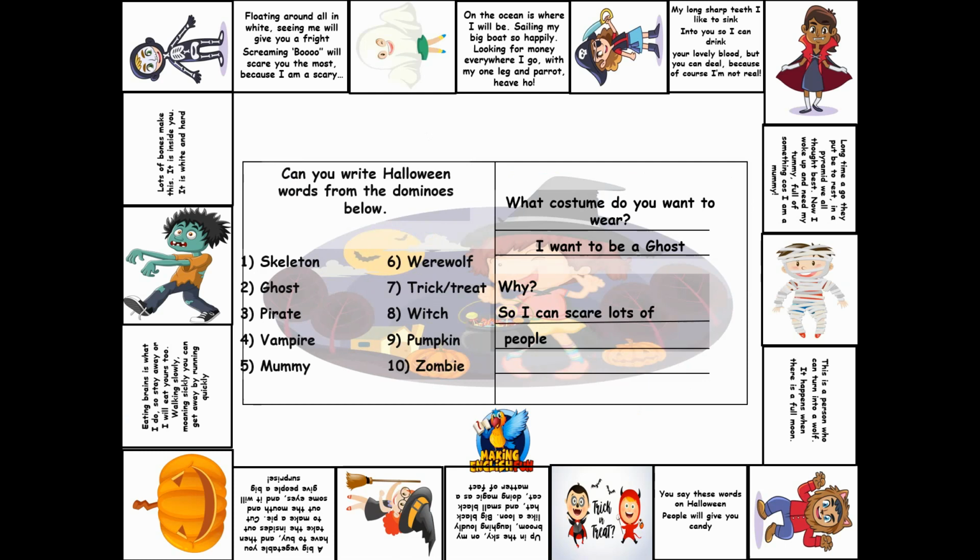Now I've made one to show you, but I made it on a computer, so it looks a little bit strange. But this is how it looks. So you've got skeleton, ghost description, picture of the ghost, pirate description, picture of the pirate, vampire description, picture of the vampire that then goes down. And then the others, which I didn't turn this one upside down, but never mind, go this way. And then it goes up. Now in the middle, you can see, can you write Halloween words from the dominoes below? So these are the names of these.